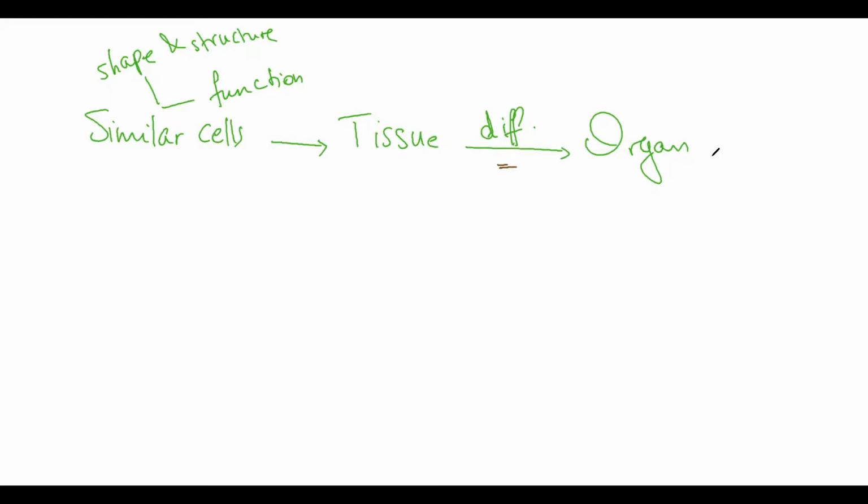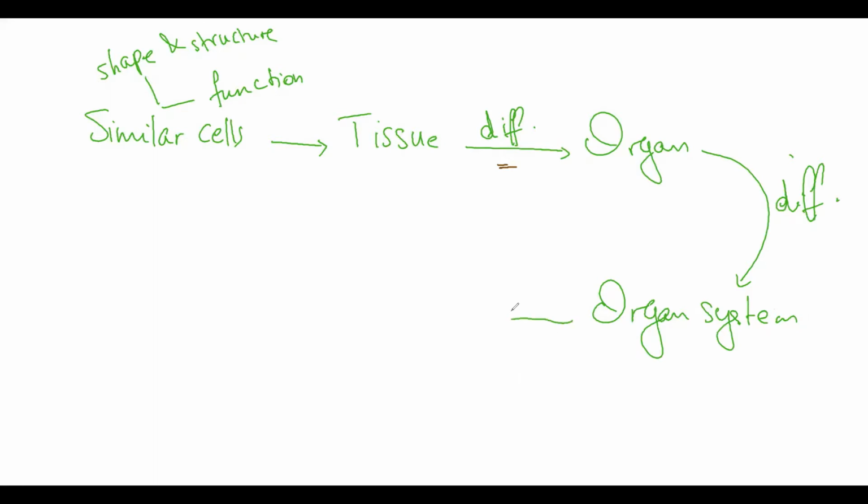Now, if different organs are gathered together, they will give me the organ system. Like what? Like the digestive system, it is formed of different organs, like the respiratory or gas exchange system, different organs, circulatory system, and so on. All the organ systems collect together to give me an organism.